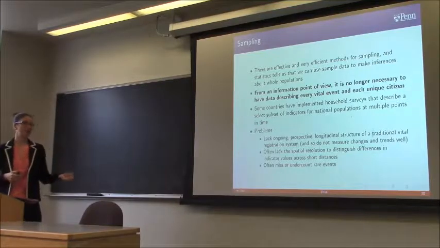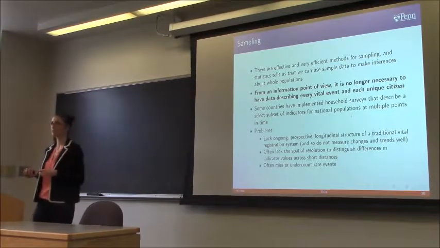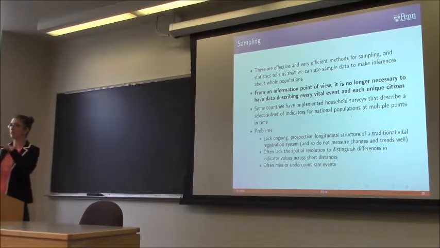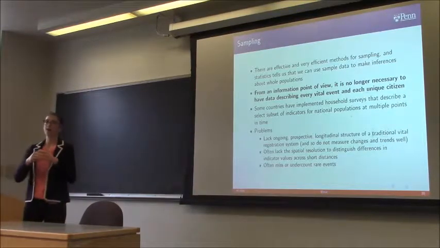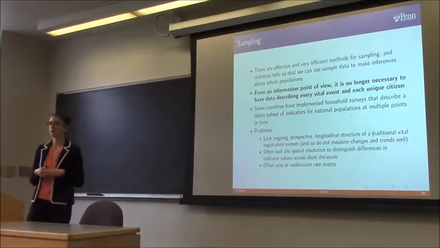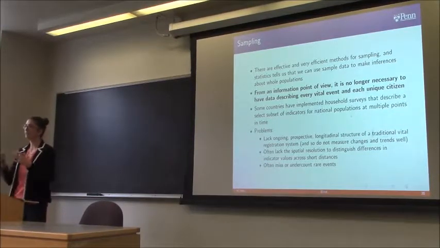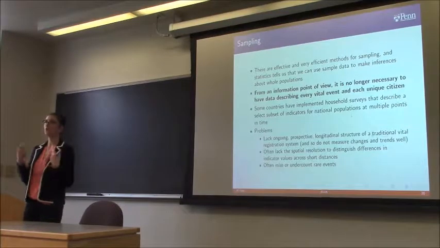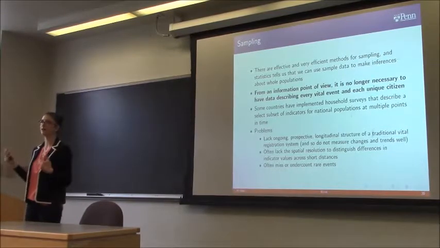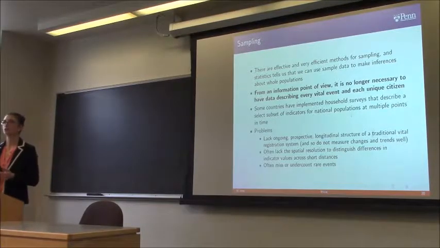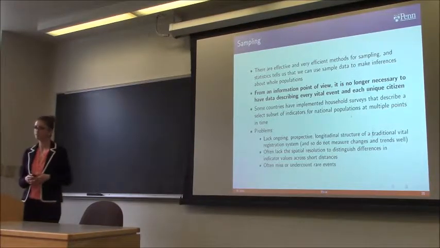They often lack spatial resolution to distinguish differences in indicator values across short distances. And basically what that means is that because the surveys are being taken sporadically, say across an entire country, you might end up with pockets that have absolutely no information at all. So if you wanted to say something about a census tract in the US, for instance, you might not have anybody represented in a bunch of census tracts. So the best you might be able to do is make conclusions at the county or even the state level.